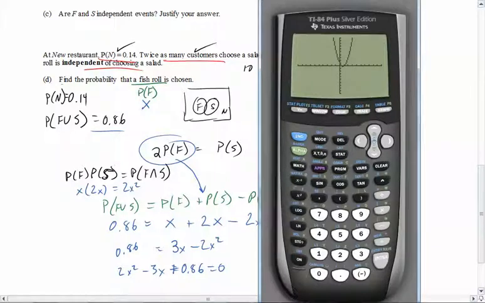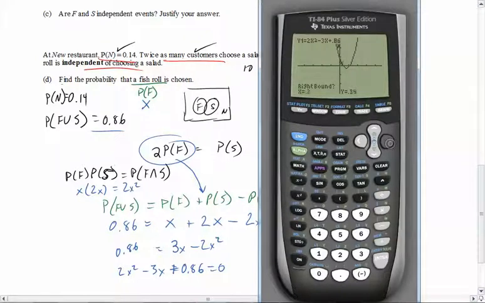There's my graph. I'm looking for the place where it's equal to 0. So maybe I zoom in a little bit. Let's go zoom decimal. There we go, I can see it a little bit better now. So I'm going to go second calc. I need the 0. Now there are 2 of them there, but note that this second one is bigger than 1. That doesn't make sense. It can't be bigger than 1. This is a probability, for heaven's sakes. So I just want the one over here.